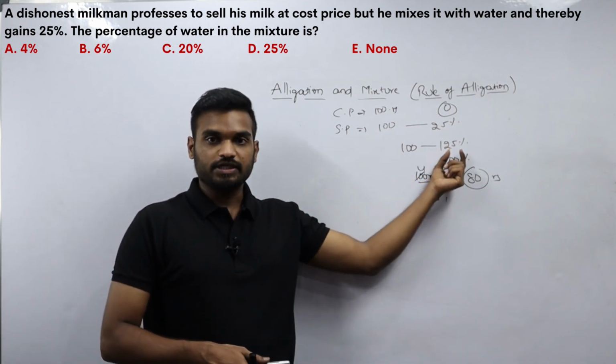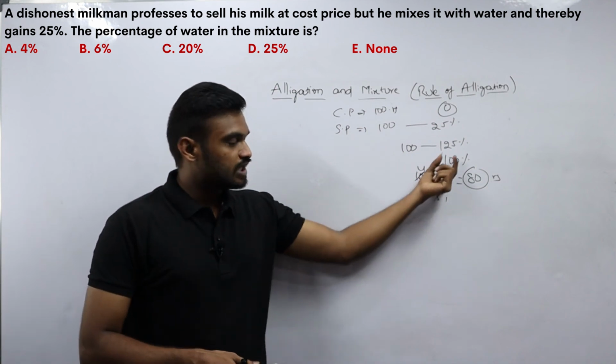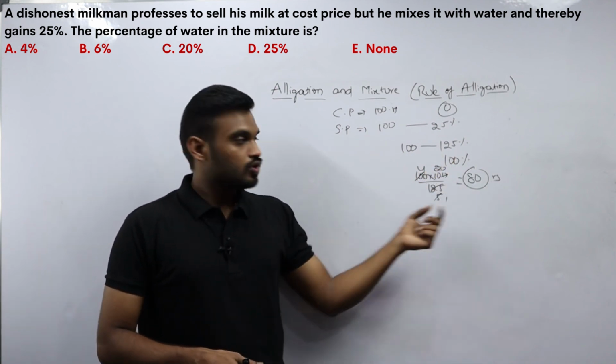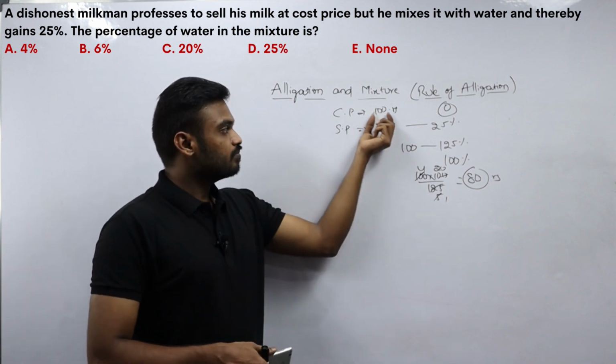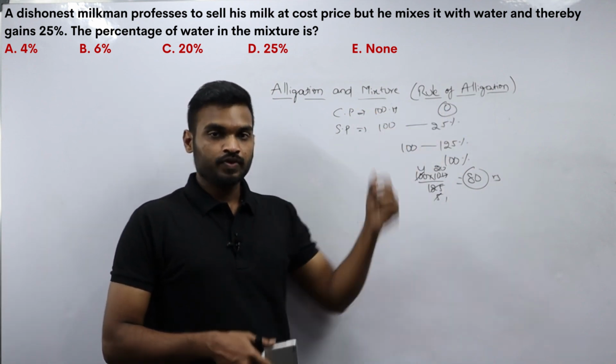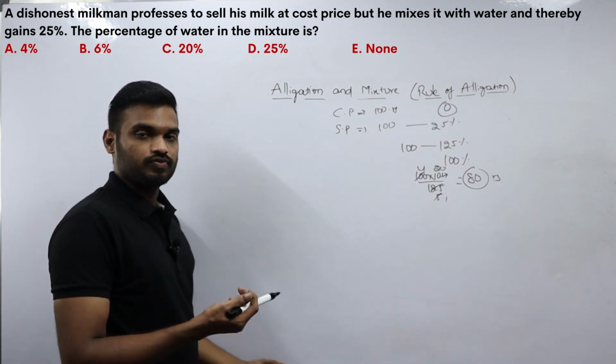Okay, now what is the value of this 100 rupees? That is 125% of the mean price. Now what is the 100%? That is 80 rupees. So we have found the value of the mean price. We already know the price of milk and also the price of water, so we will get the percent and also the ratio.